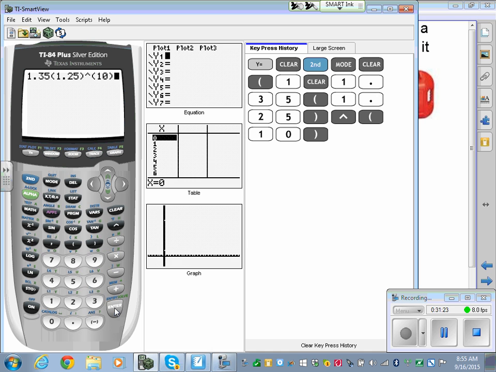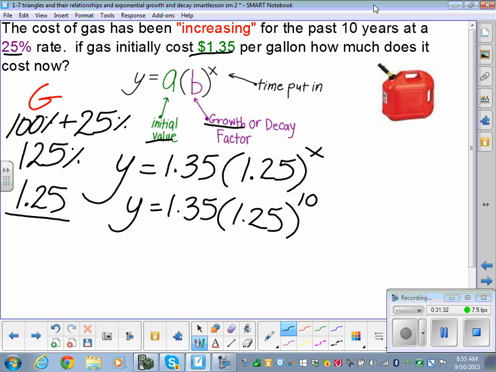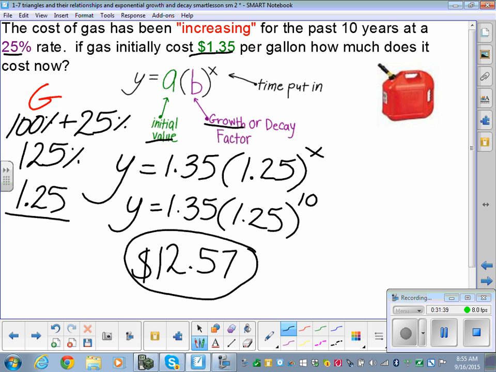So I hit enter and I get 12.57. I'm going to round to the nearest hundredths. So 12.57. So gas now costs $12.57 per gallon. So let's hope that that's not the true growth rate. I mean, that's crazy, right? We haven't ever seen gas that much, but maybe in our future. Gas hasn't been increasing at a 25% rate, but this is just an example.